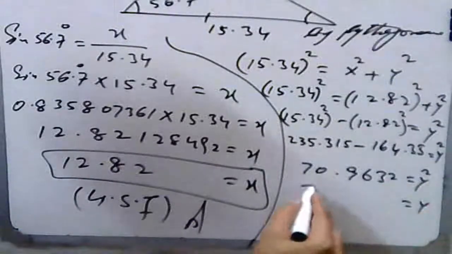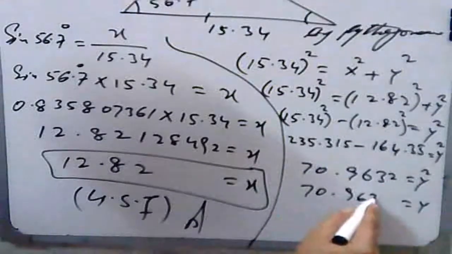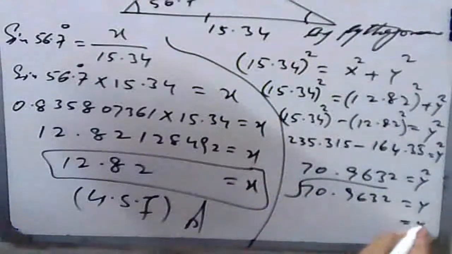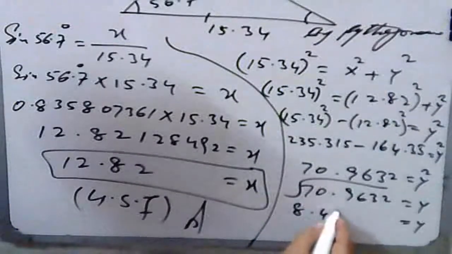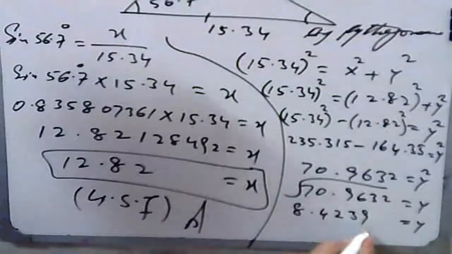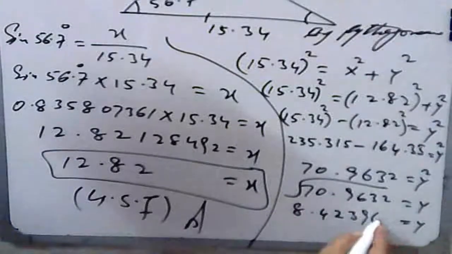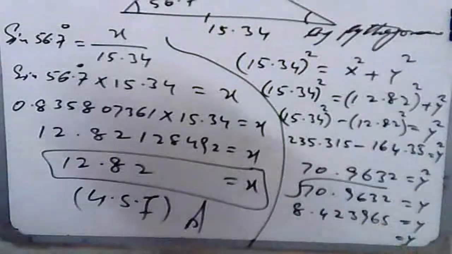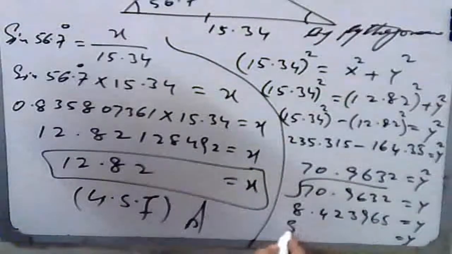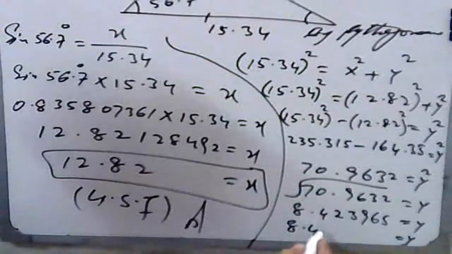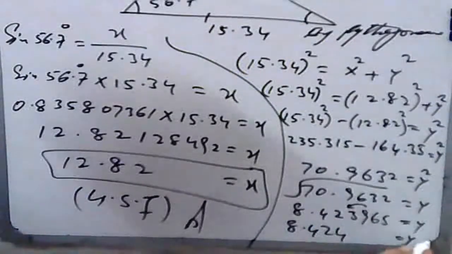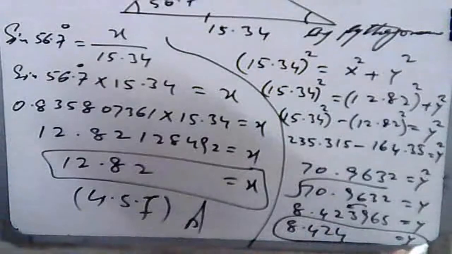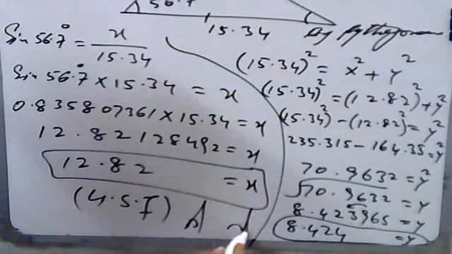So we need the value of y, that is 70.9632 under root. So the value of y is 8.423965, but we need up to 4SF, so the value of y is 8.424, because you have to add here, because it is more than 50%. So that is your required result up to 4SF.